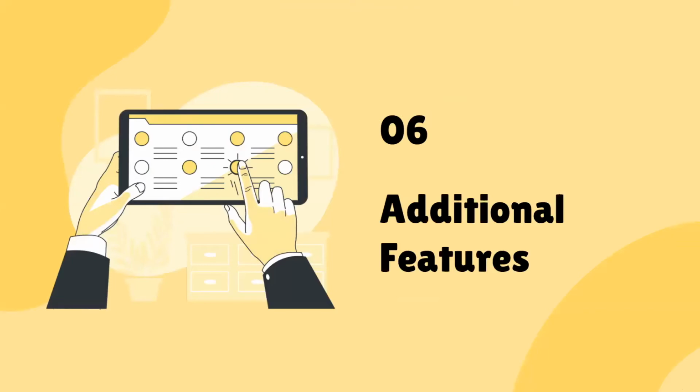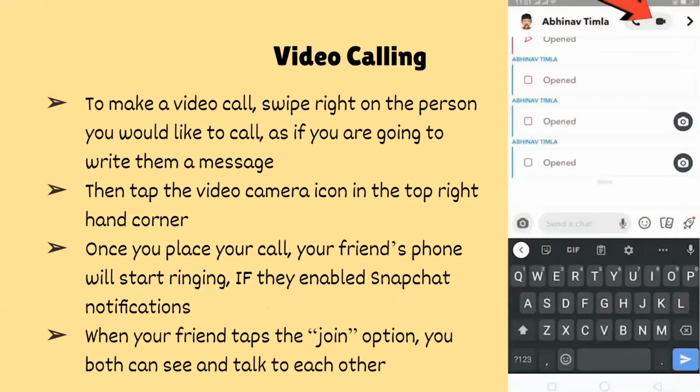6. Additional features. Video calling. To make a video call, swipe right on the person you would like to call, as if you were going to write them a message. Then, tap the video camera icon in the top right-hand corner. Once you place your call, your friend's phone will start ringing if they enabled Snapchat notifications. When your friend taps the join option, you both can see and talk to each other.